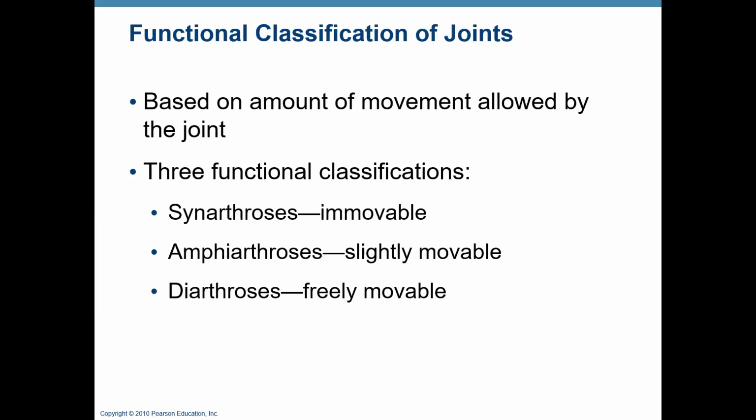Joints can be classified by movement or by structure. Here we're looking at by movement. So joints that are non-movable are referred to as synarthrosis. Joints that are slightly movable are referred to as amphiarthrosis. And then those that you're consciously aware of as you're moving, that are freely movable, are referred to as diarthrosis.